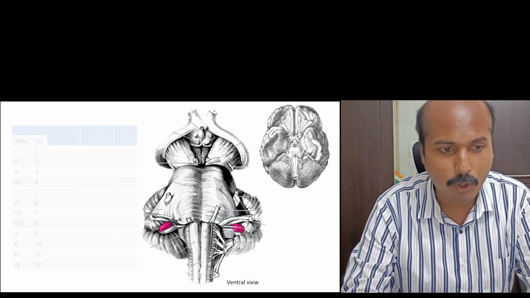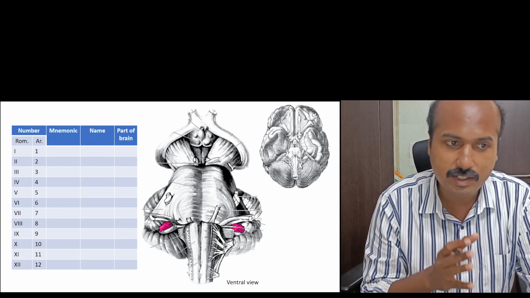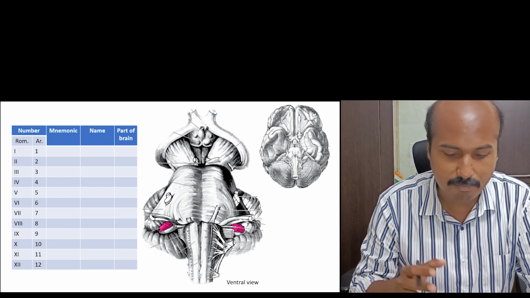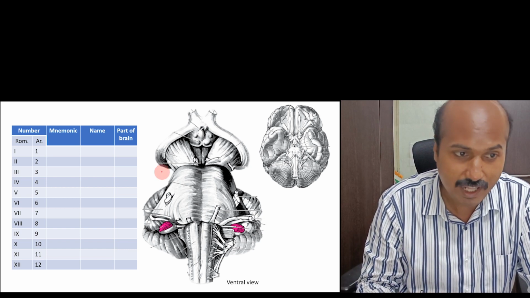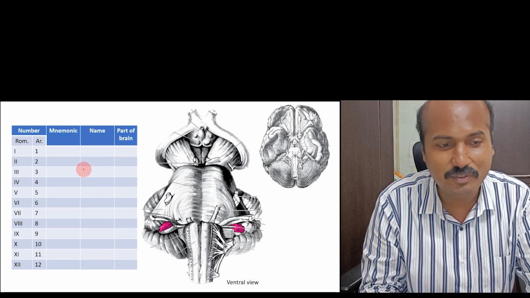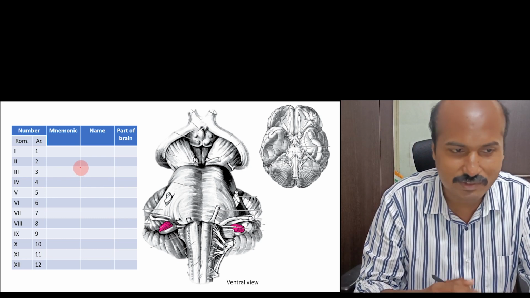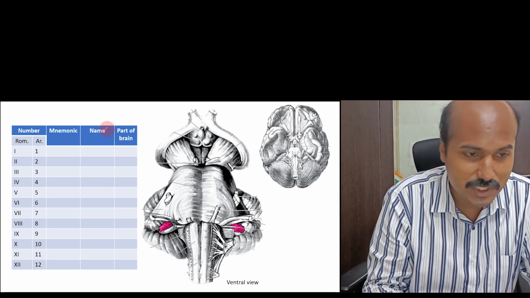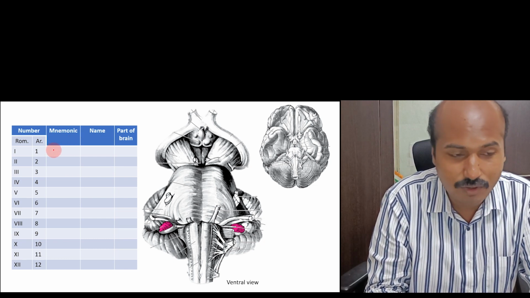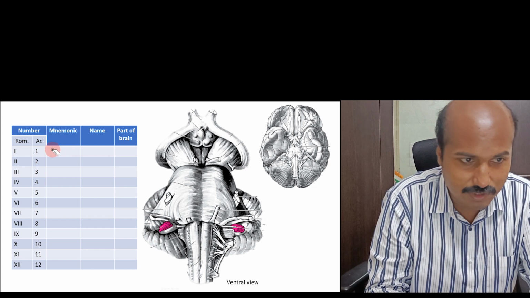So coming to the topic proper, we will first learn the numbers, then we'll learn the names. To understand the number and the name, it is very helpful if you have a mnemonic. You may have many mnemonics when you learn about the cranial nerves. The one that I use, which one of my teachers had taught me, is based on the first letters of the names of the cranial nerves. So I'll write down the mnemonic first.